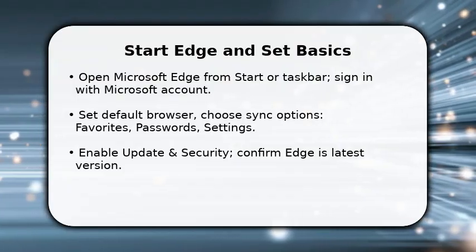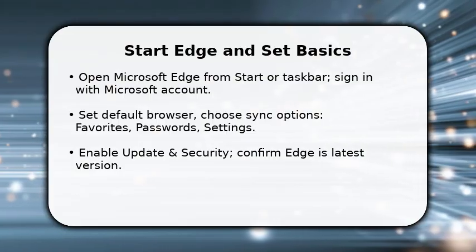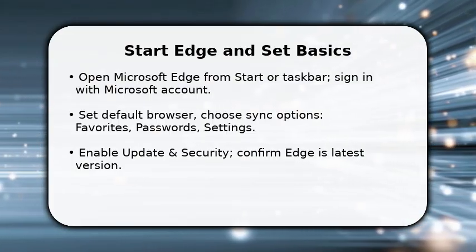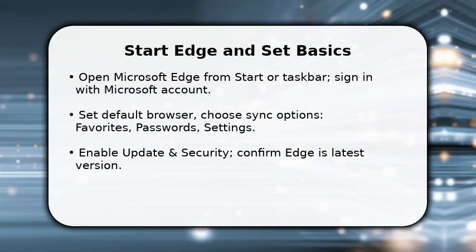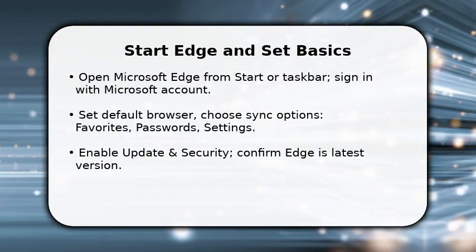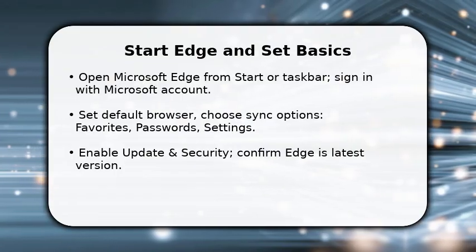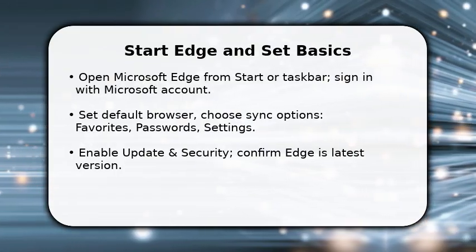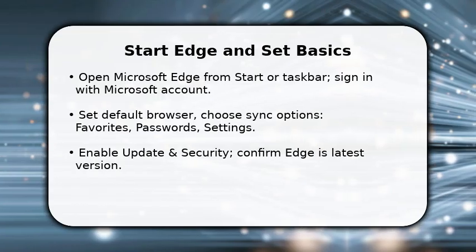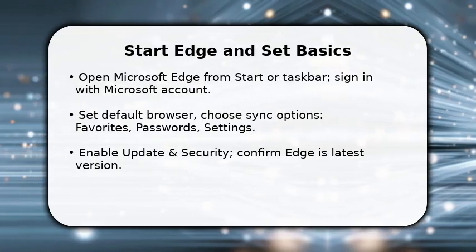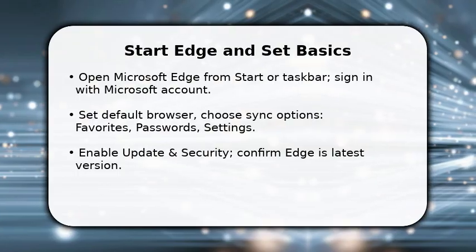You'll begin by launching Microsoft Edge and signing in so your data syncs across devices. Once signed in, make Edge your default browser to funnel links here automatically. This reduces friction. Make sure to open settings and select what to sync, favorites, passwords, open tabs, so you don't lose context. Check about Microsoft Edge to install updates, keeping Edge current fixes bugs and improves speed.